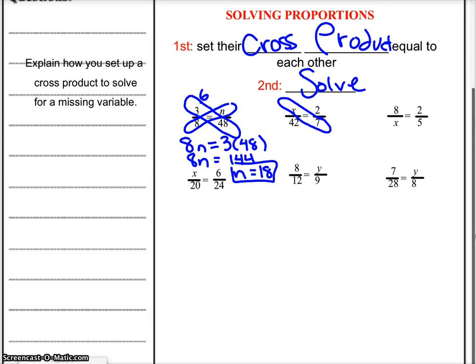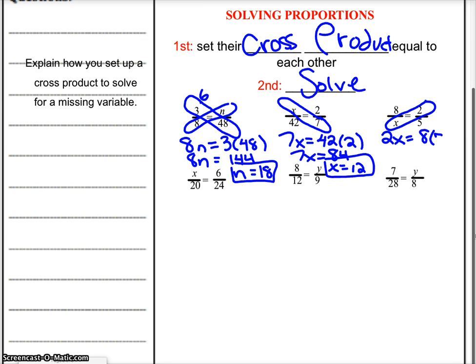So, I always start with my variable diagonal. 7x equals 42 times 2, 84. 7x equals 84. And what's 84 divided by 7? It's 12. Set their cross product equal to each other again. So now I always start with my variable diagonal. 2 times x is 2x equals 8 times 5. 2x equals 40. x is 20.